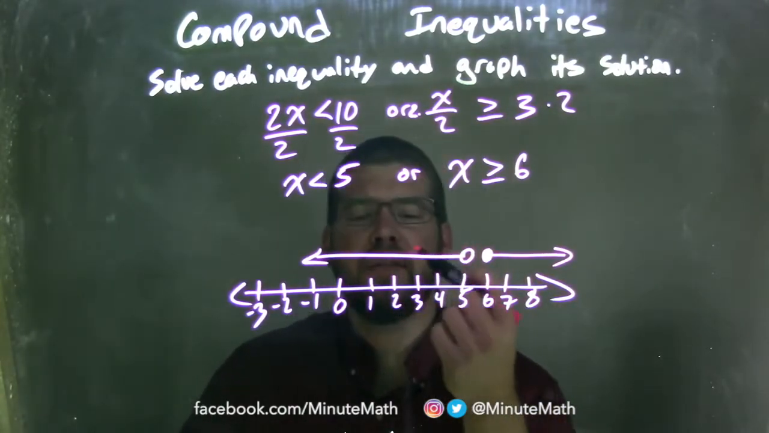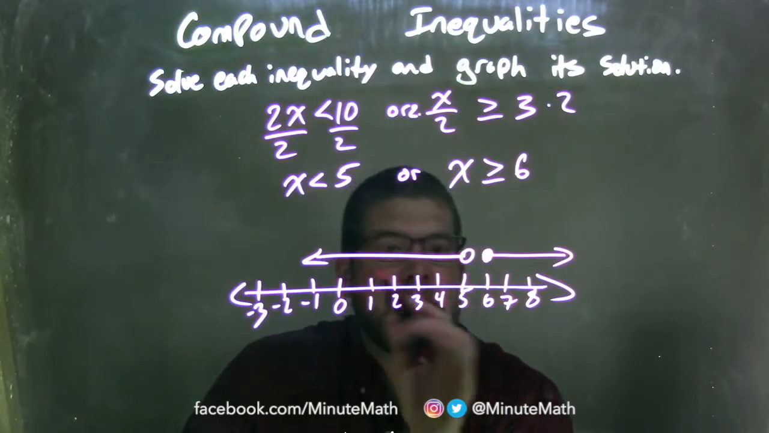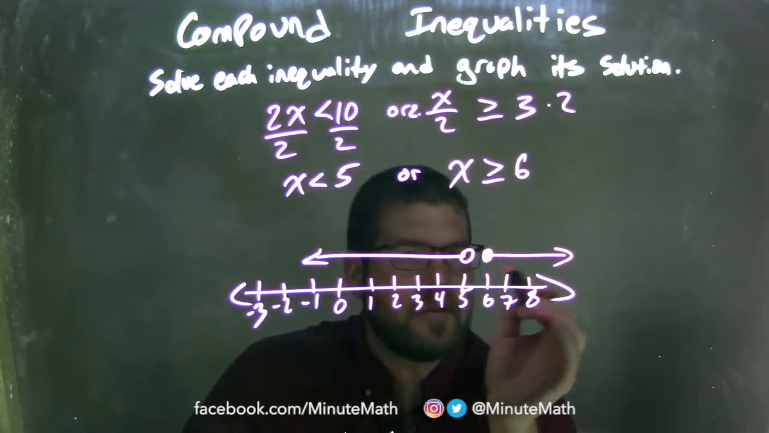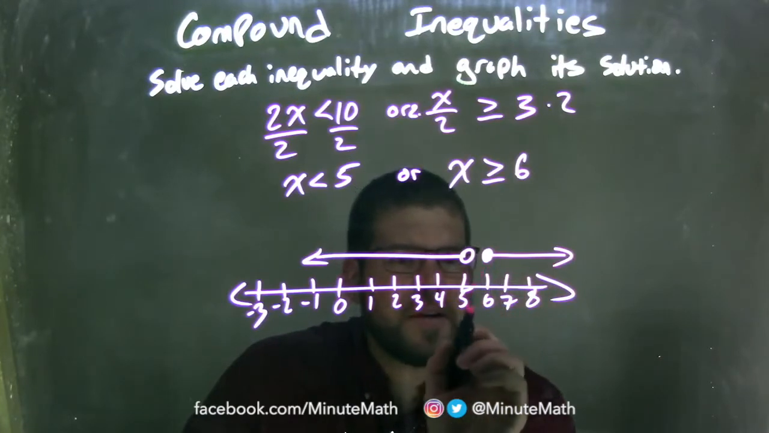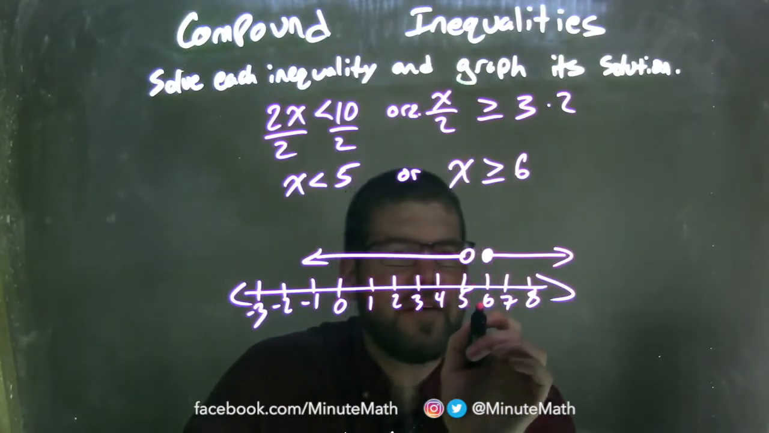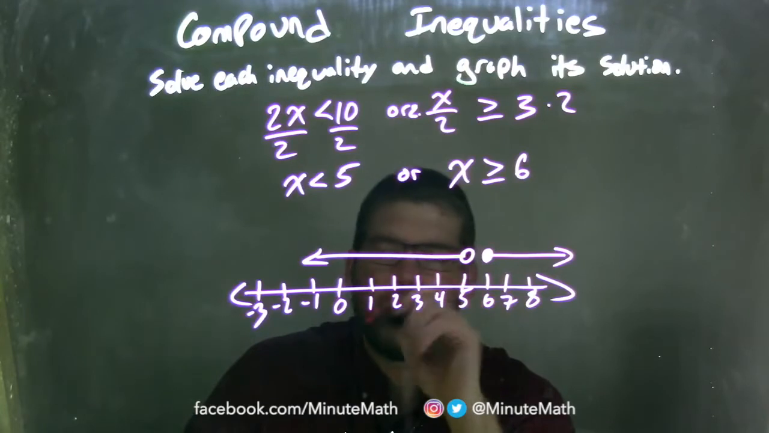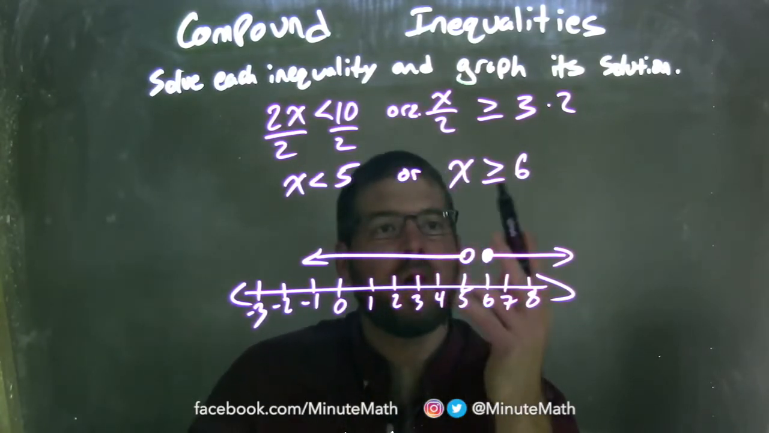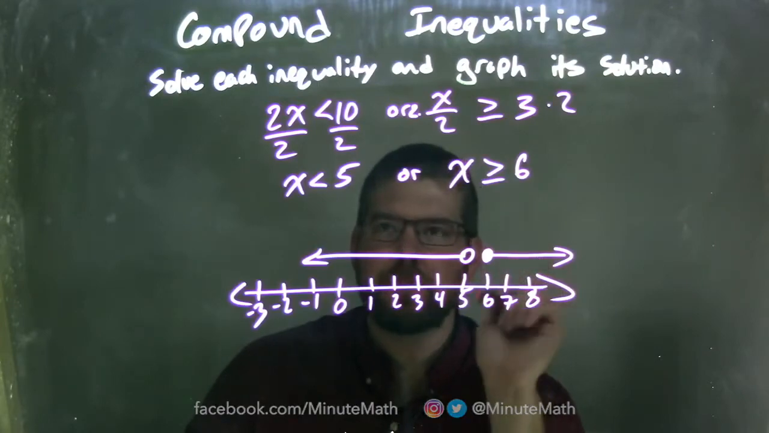Our graph here matches our answer, because we said x is less than 5, but not equal to, open circle, and then x is greater than or equal to 6. Good. So there's only a little window of space that x cannot be, between 5 and 6, including 5, but not including 6. So this graph matches our final answer, which is x is less than 5, or x is greater than or equal to 6.